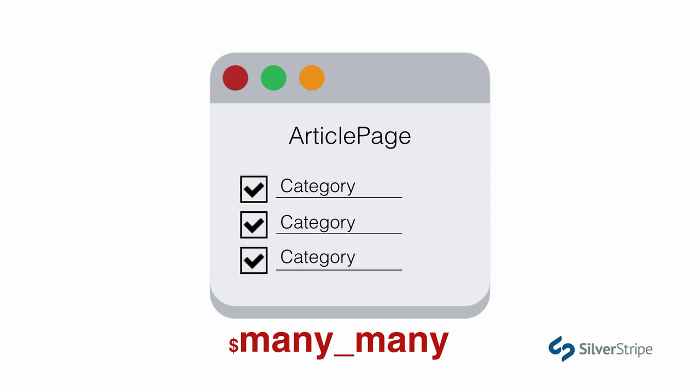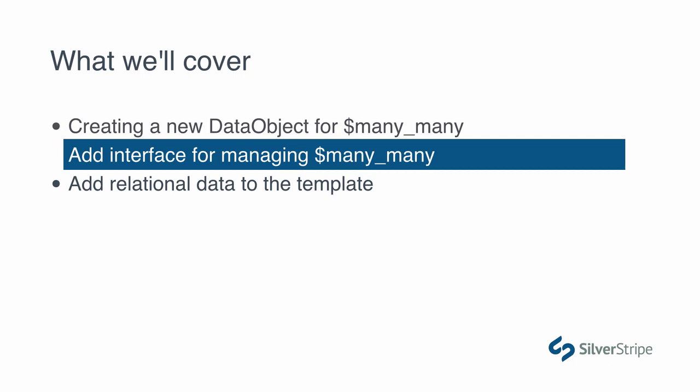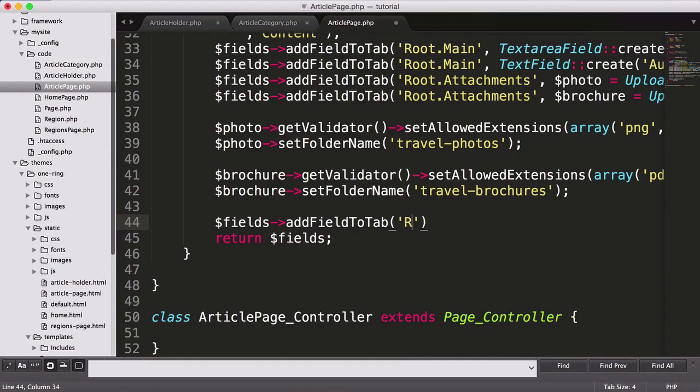Again, the belongs many-many is just providing the convenience of an accessor method for getting the articles from within a category. So speaking of interface, we need to add some. So let's go into article page and we'll introduce the checkbox set field.